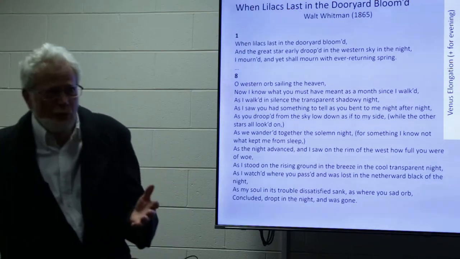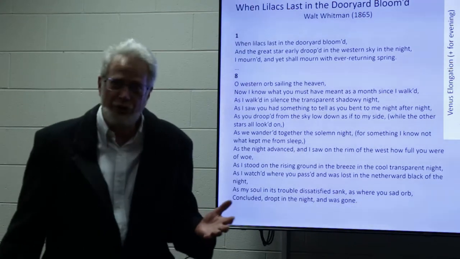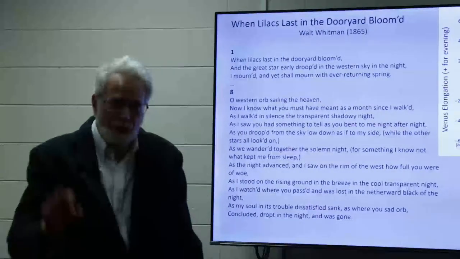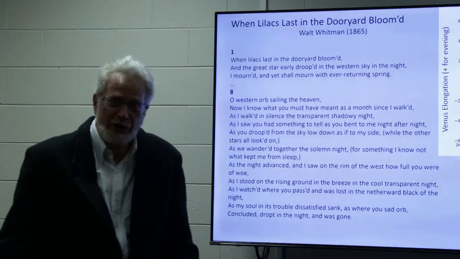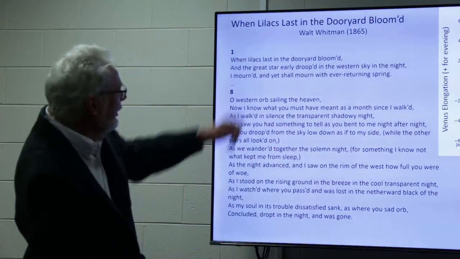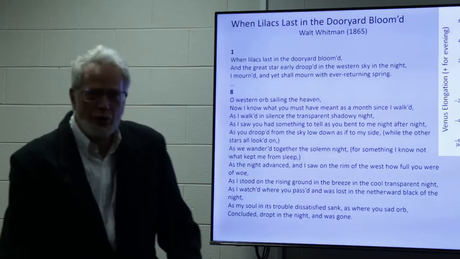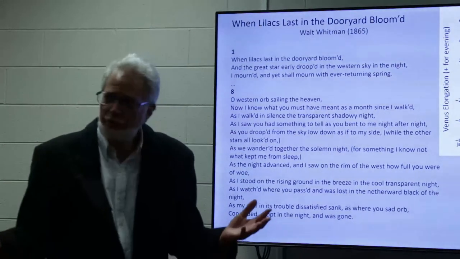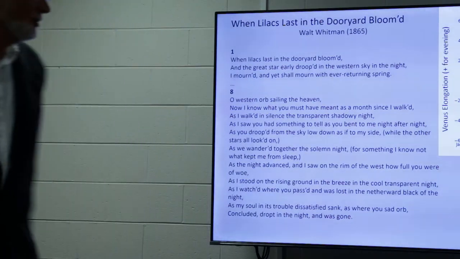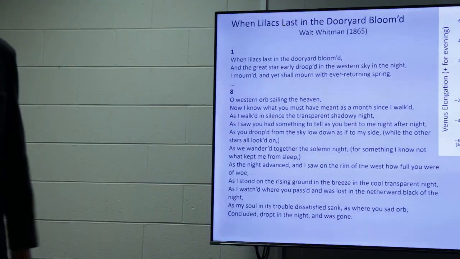If you went to high school in any place other than the United States, you probably didn't have to read Walt Whitman. But that's too bad for you, because they make you take American Lit in high school in the US, and so you read poems like this, When Lilacs Last in the Dooryard Bloom'd. Does anybody know this poem? Good. Well, I'll read it to you. Actually, it's too long to read. But it's a very beautiful poem, and do look it up.